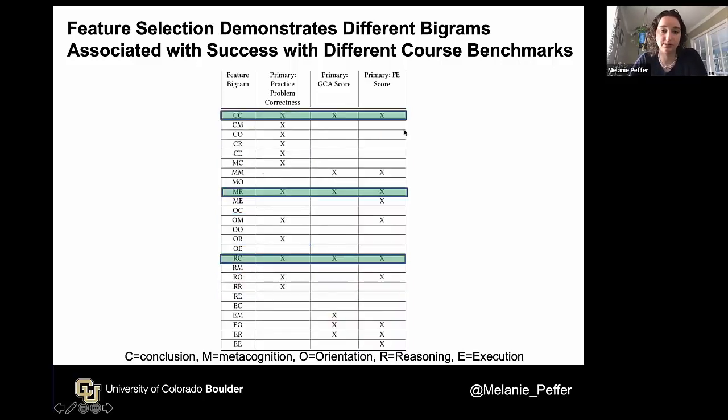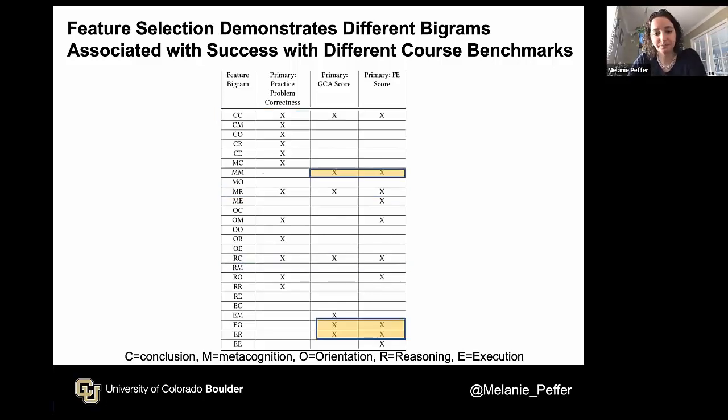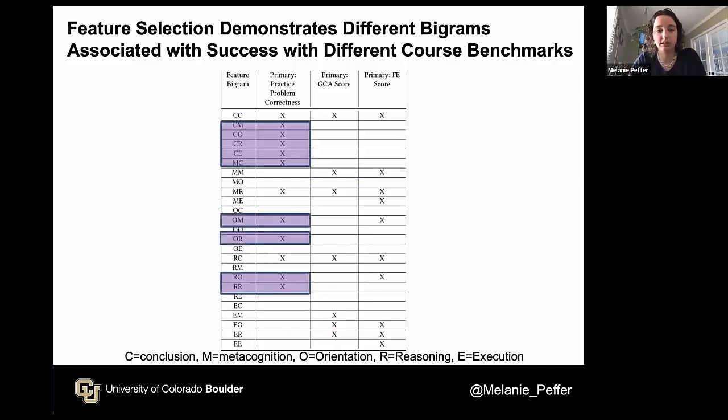So what about our other distal outcome? So again, sequential conclusion statements, metacognition followed by reasoning, and reasoning followed by conclusions were important for success at all three outcomes that we looked at. But multiple metacognition steps in a row and these execution followed by orienting or reasoning steps were found to be important for both of our distal outcomes. These are really important for success at the very end of the course. But these tend to be more important early in the semester and for getting the individual problems themselves correct. So we have two different sets of processes associated with different outcomes.